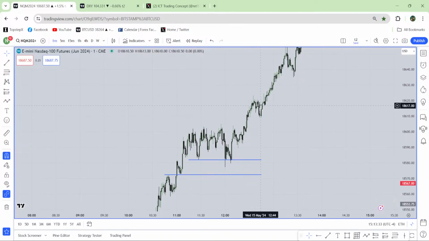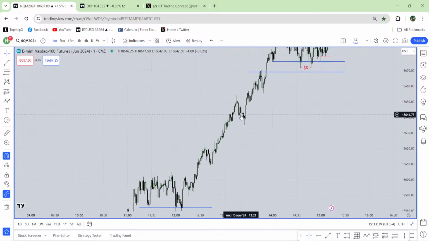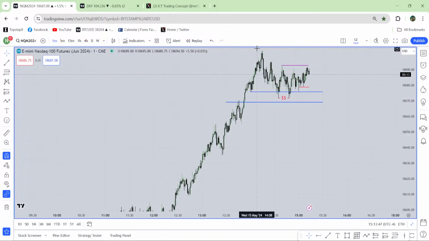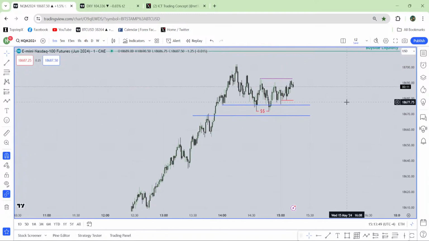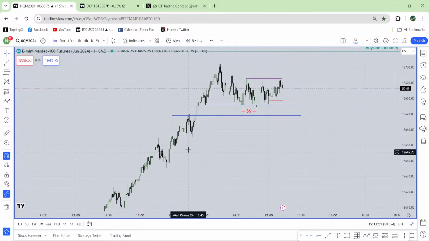Take some more liquidity. This is the last one, I guess. Not the last one. This was inside the lunch hour. So here market went lower again, take the liquidity, market structure shift, first fair value gap or the entry fair value gap, trade there, boom. So it was clean. Every single day market was doing that.